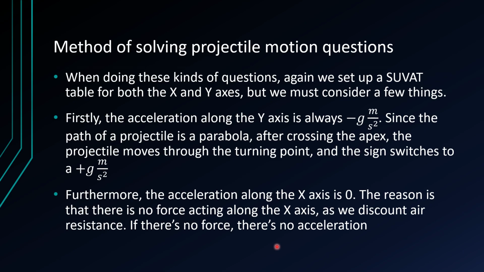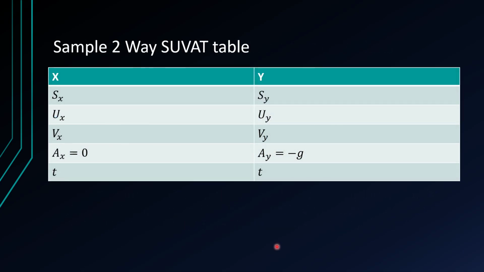So your SUVAT table, your two-way SUVAT table, should look like this with your x and your y. So you have SX, UX, VX, AX, and T, and SY, UY, VY, AY, and T. So the next two videos are samples of two styles of projectile questions which are very popular.